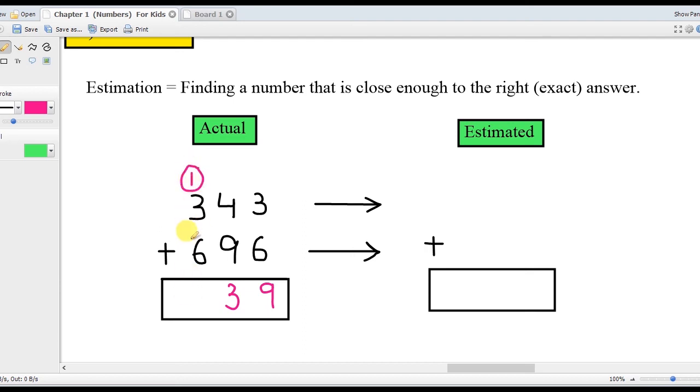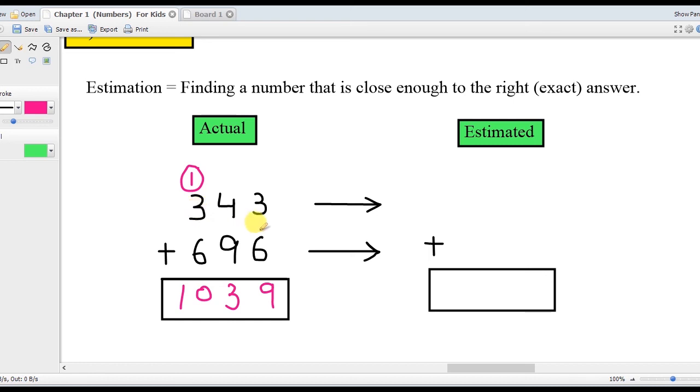So 1, now add these numbers. 1 plus 3 is 4, 4 plus 6 is 10. So this is the answer that we will be getting after adding these two numbers. Now let's guess it. Guess these numbers and guess our final answer. So this is what we are doing, estimating.